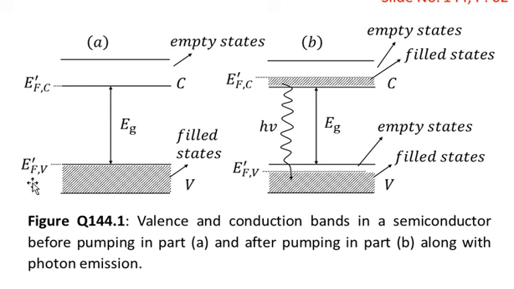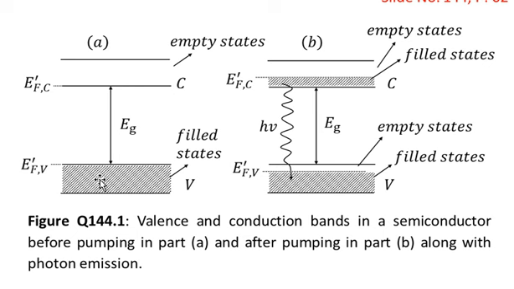You can see the quasi-Fermi levels marked as E'FV, the Fermi level for the valence band, and E'FC, showing the Fermi level position for the conduction band. The valence band is completely filled, which is shown with the gray shades, and the conduction band is completely empty because the Fermi level is lying at the bottom edge of the conduction band.